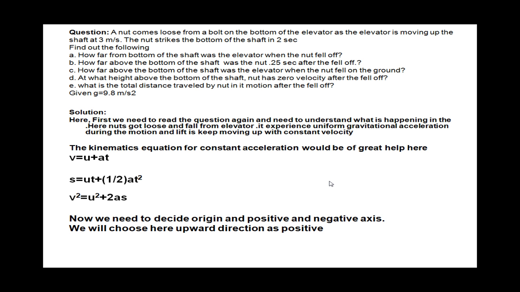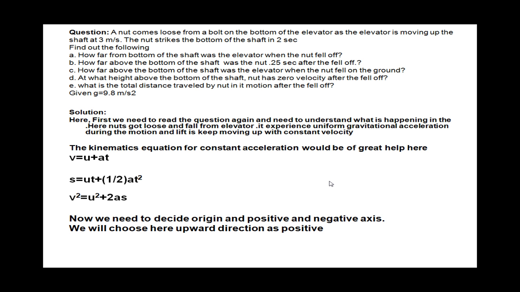First, we need to understand what the question is asking and what is happening. A lift is moving upward with a certain velocity and a nut comes loose from the bolt on the bottom. So the initial velocity of the nut will be the velocity of the elevator. At the start, the nut would also be moving at 3 meters per second upward. After that, it will experience a uniform gravitational acceleration acting downward. From the lift's point of view, it keeps moving with constant velocity.